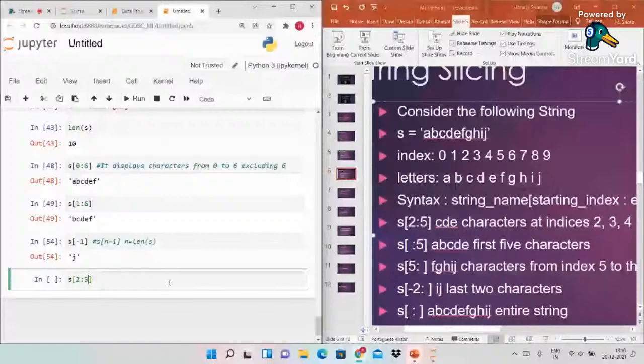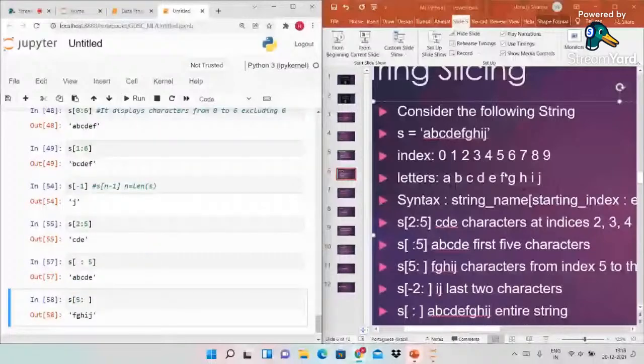That is the reason we have F, G, H, I, J. What do we have at that index? F. And I told you it will go to the end of the string, no matter what is existing there. That is the reason we have G, H, I, J. The entire string is taken. Okay?